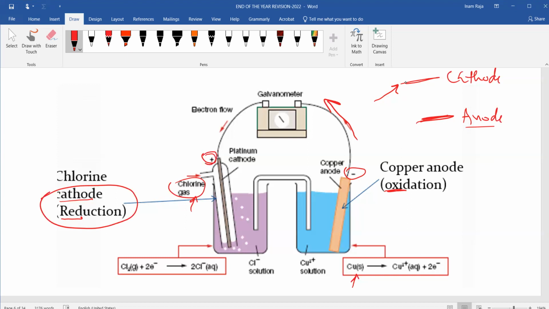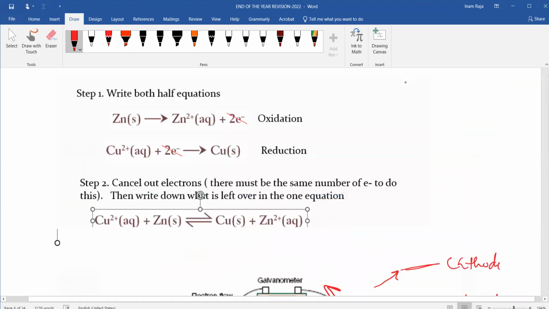Now, whichever side is positive from the salt bridge, let's say in the salt bridge you have KCl, the positive ion drops on the same side. Whichever side is negative in the galvanic cell, the negative ion from the salt bridge drops in there. All right, these are a few common things.